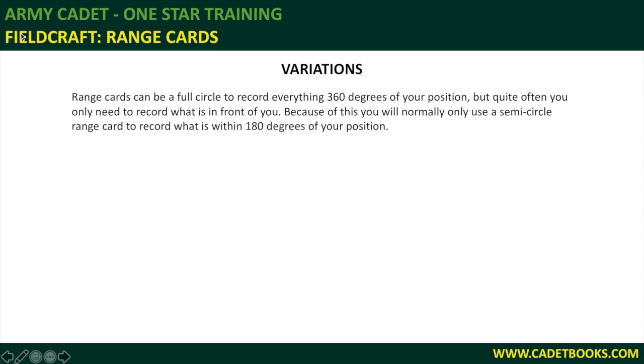Variations. Range cards can be a full circle to record everything 360 degrees of your position, but quite often you only need to record what is in front of you. Because of this, you will normally only use a semicircle range card to record what is within 180 degrees of your position.